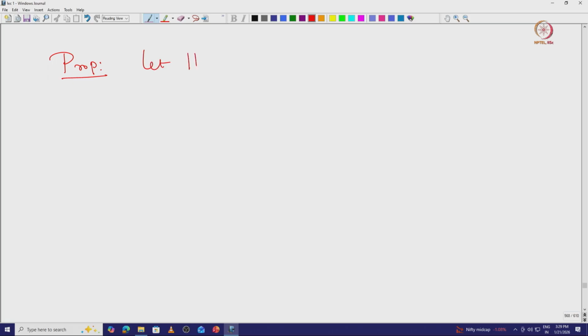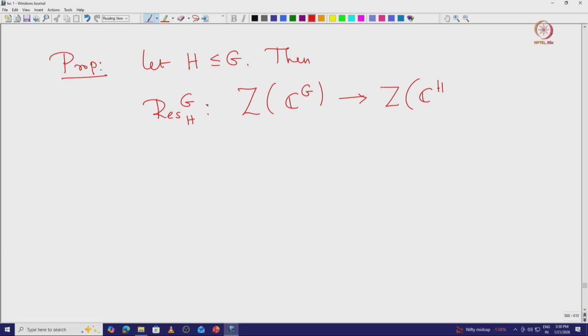As before let us fix H being a subgroup of G. Then we have this restriction function from G to H, which is a map from the space of class functions Z(C G) to the space of class functions on H, Z(C H), and this is indeed a linear map. Let us not worry about the other structures that we have on these spaces. We will just verify that this is a linear map. That is good enough for us right now.